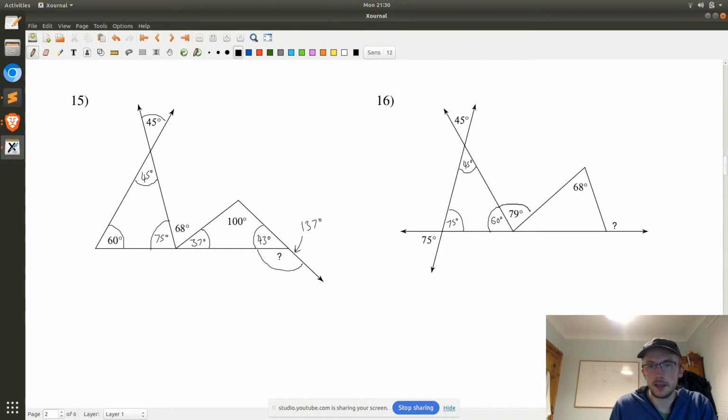60 plus 79 is 139. Take that from 180, and you get 41 degrees. 41 add 68 is 109. Take that from 180, and you get 71 degrees. Take that from 180, and you get back to 109 degrees.